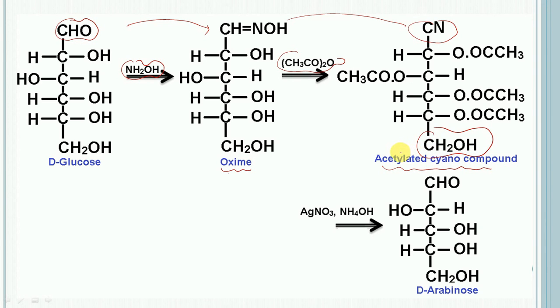In the last step, this acylated cyano compound is treated with a suitable reagent so that this cyano group will get converted into an aldehyde group, and finally these various acylated groups will get converted into hydroxy groups. So the final product D-arabinose will get formed, and it will contain one carbon atom less than the starting aldose. So again it will have 5 carbon atoms.